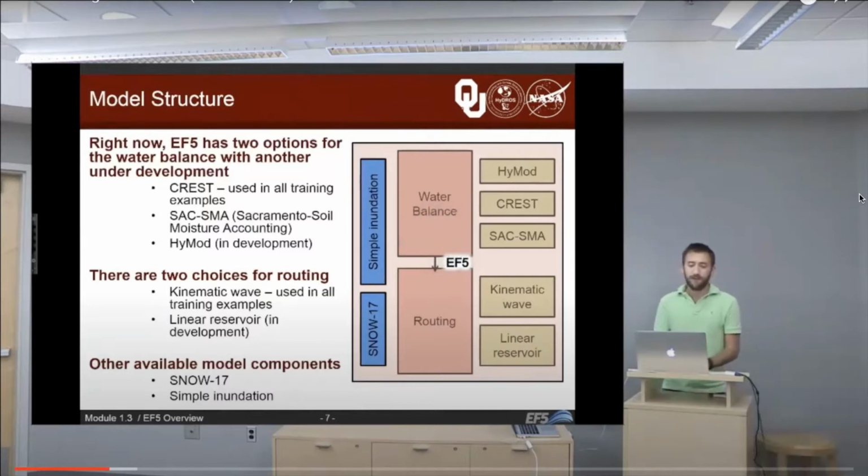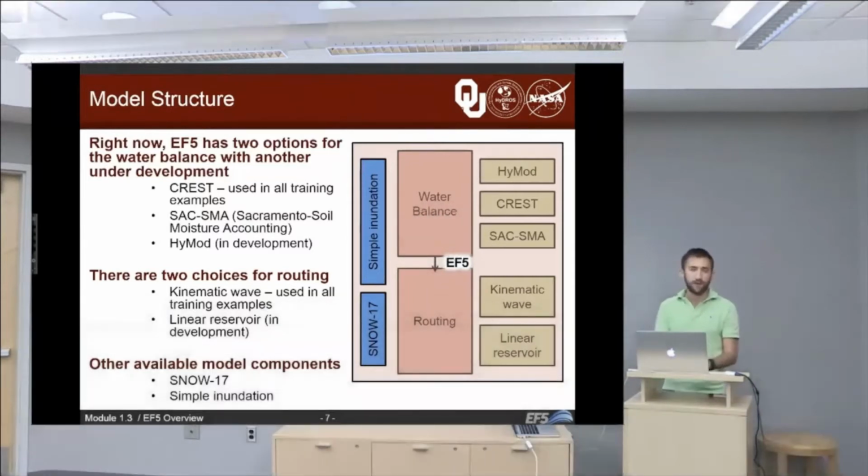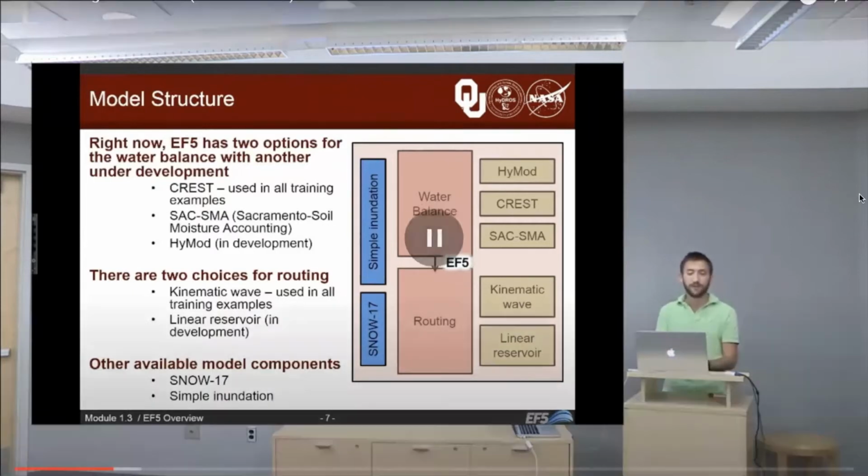Right now, EF5 has two options for the water balance with another under development. So right now, within the water balance, you can select three different choices. There's CREST, which is kind of the default option that we're going to be using.